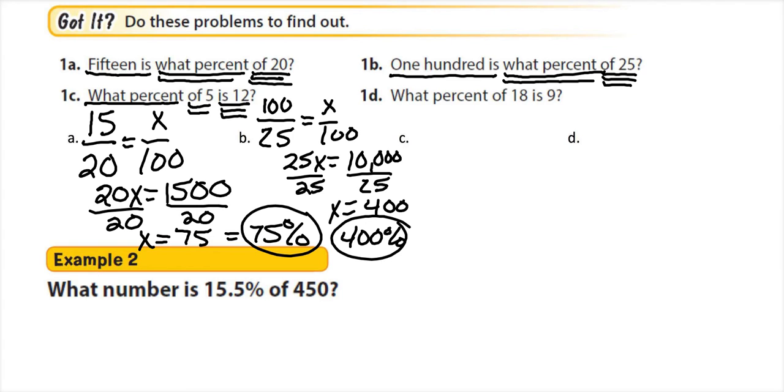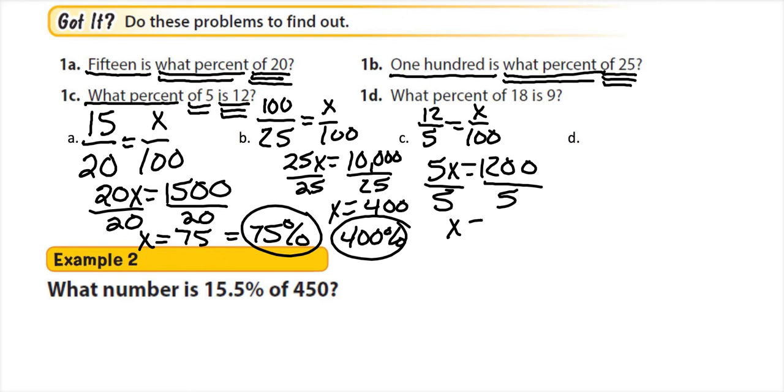Okay, so it's is over of. Is this time is 12. Over of, that would be 5, equals percent, so it says what percent, so that's our x again, and then over 100. Okay, so that's going to be 5x, 1200, and then divide that by 5, and we should have came up with 240. And that's going to make 240%.